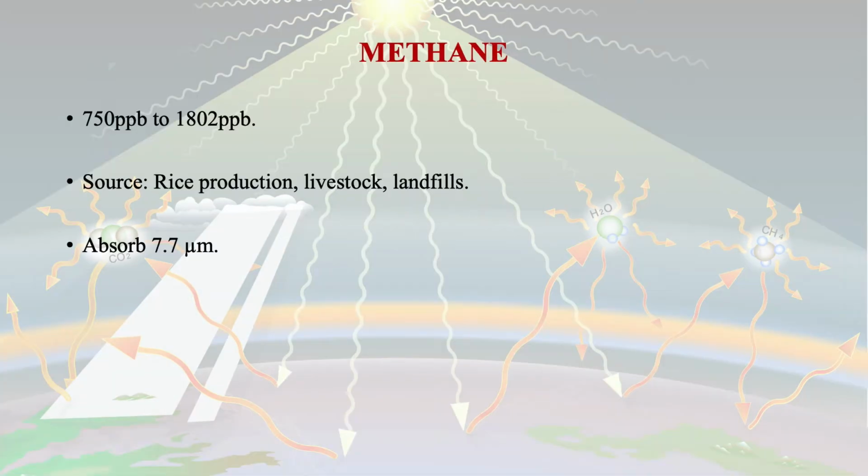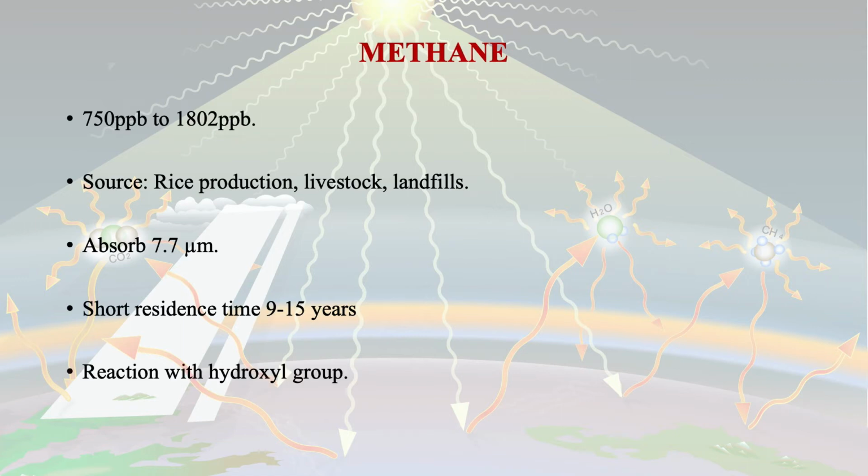As far as methane as a greenhouse gas is concerned, yes, it has an absorption band at 7.7 micrometer. But a very important point as far as methane is concerned, it has a very short residence time in the atmosphere. It's between 9 to 15 years. It's a very short residence time. But it can be removed from the atmospheric system by reacting with the hydroxyl group.